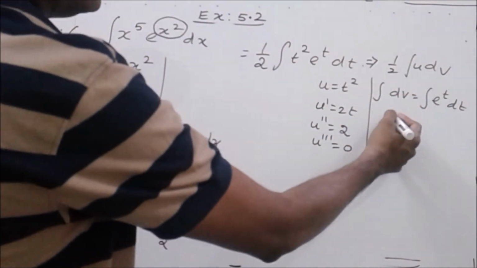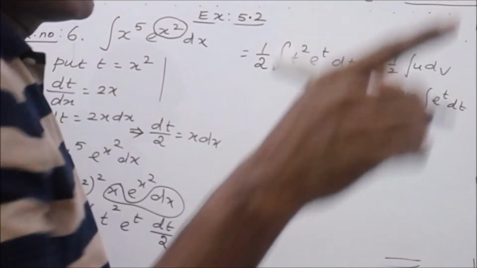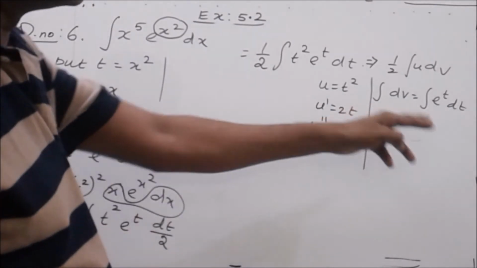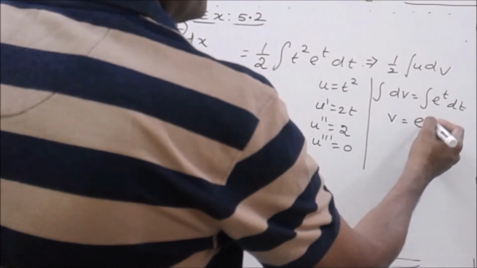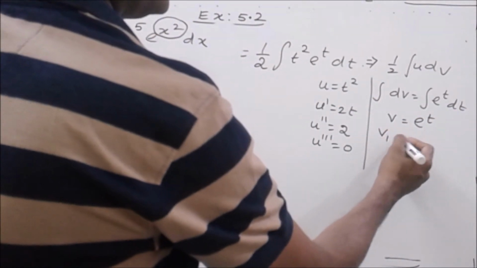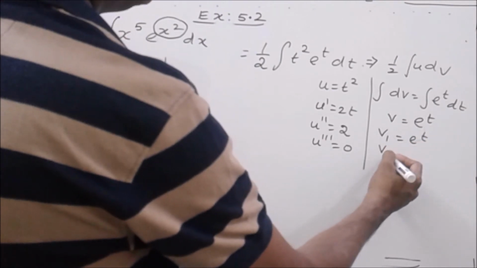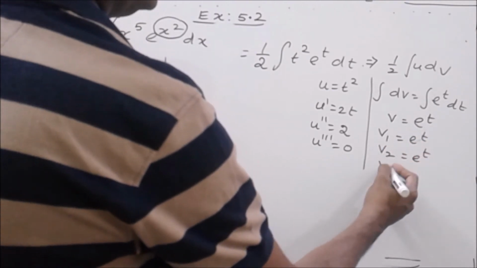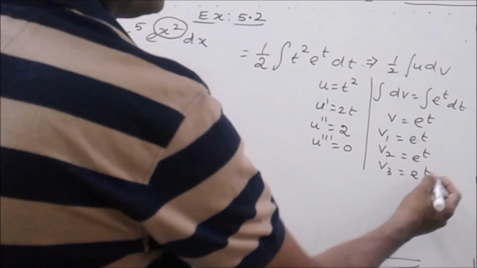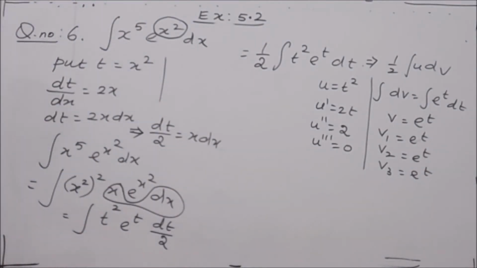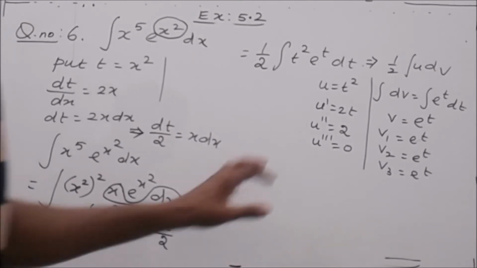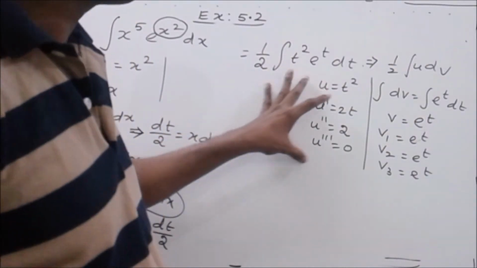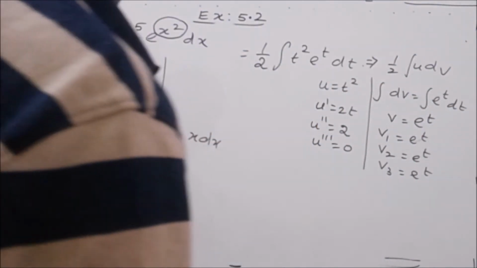Here integral dv is v, integral e power x dx is e power x, integral e power t dt is also the same, e power t. Then v1 is equal to e power t, v2 equal to e power t, v3 also equal to e power t, because derivative of e power x is e power x always, and integral of e power t is also e power t. So we have completed the terms which are required to apply in the formula.